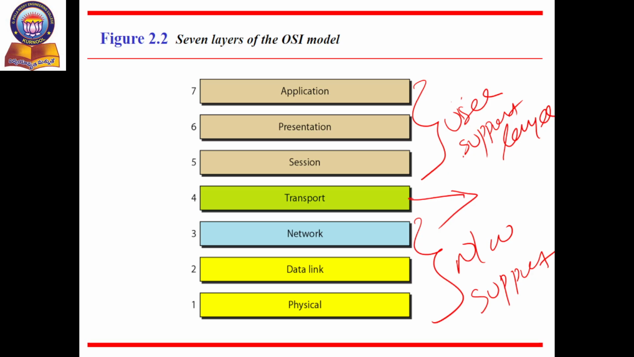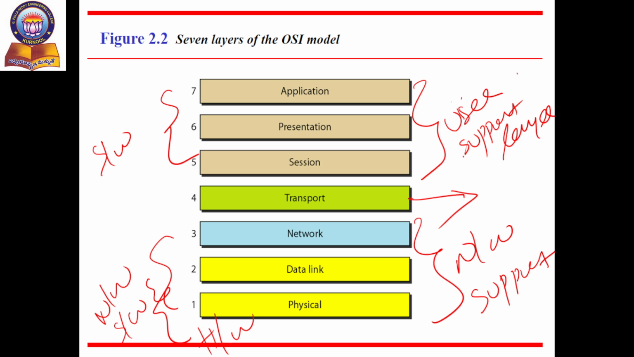Why we name these user support layers and network support layers: the bottom three layers support the network, and all these three layers are a combination of software and hardware components. Coming to the user support layers, all these three are made up of software only. So we name it user support layers here, and network support layers here. In the next session, we go in depth of every layer and check what happens at every layer.